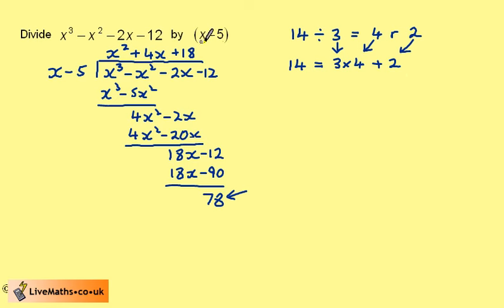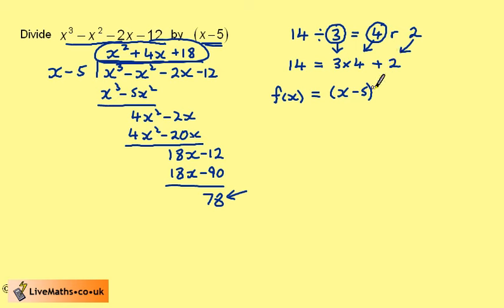If we consider the algebraic division we did, and we called the original expression here f of x, then f of x must be equal to x minus 5, since that takes the position of the 3, times this expression here, which takes the place of the 4, add the remainder, which takes the place of the 2. So this is another way of writing this.